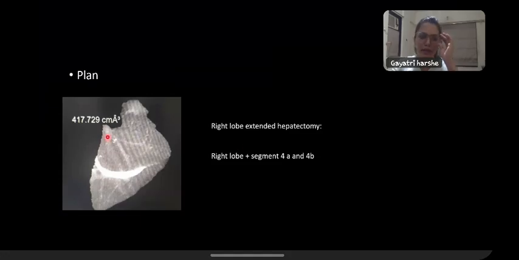And the resection will be right lobe with extended hepatectomy, or that is the trisectionectomy, that is right lobe with segment 4A and 4B.